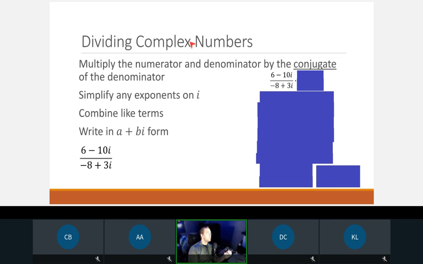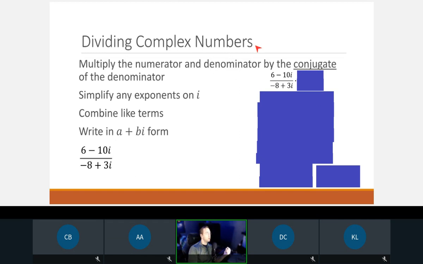So looking at this first one, if the denominator is -8 plus 3i, what is the conjugate pair to this? And we did talk about conjugate pairs in unit 4 or 3. I don't remember. So it looks like George got it. George says -8 minus 3i, and he's correct.